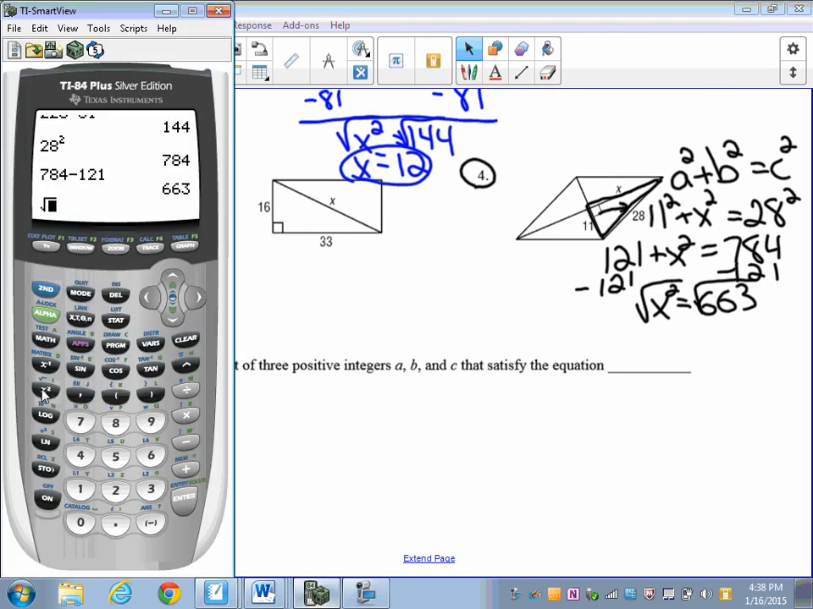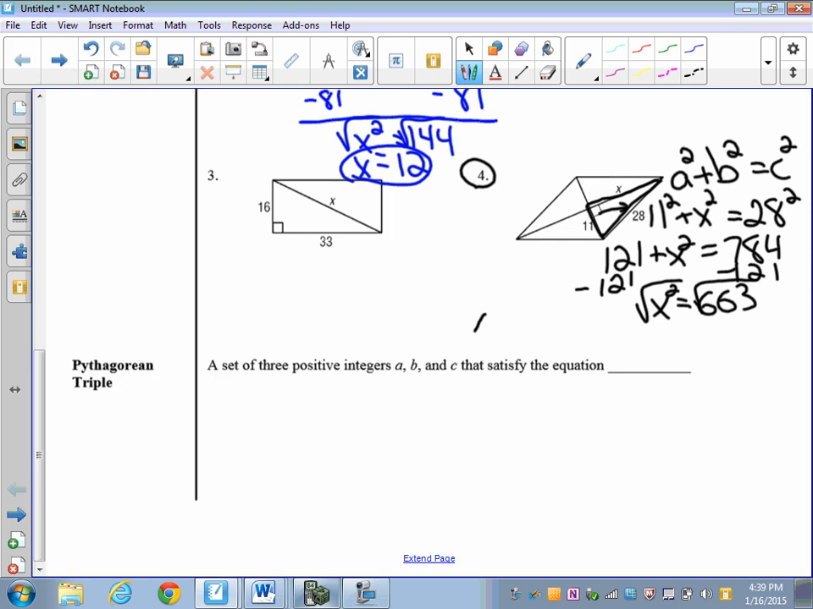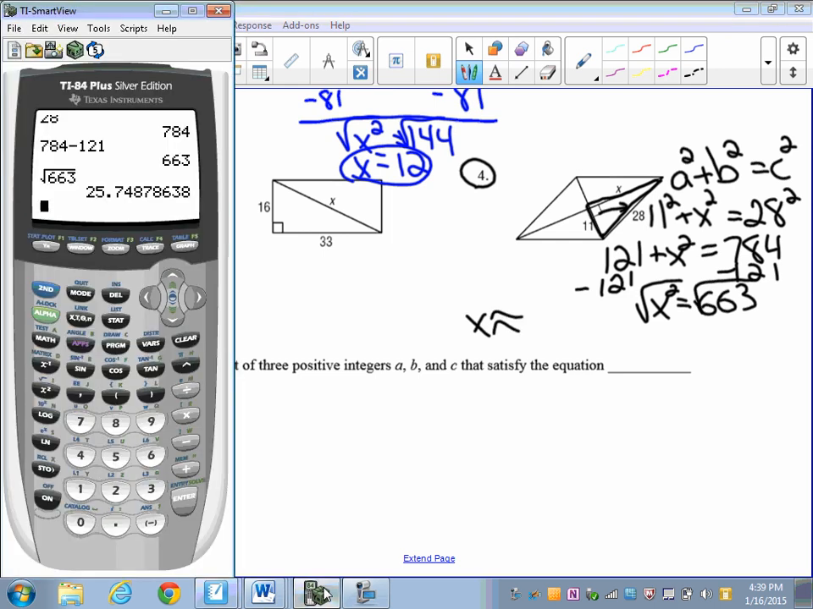So the square root of 663, this is a number that won't stop. So we round it to the hundredth. That's the second decimal point. So x is about equal to 25.75. We bump up that 4 to 5.